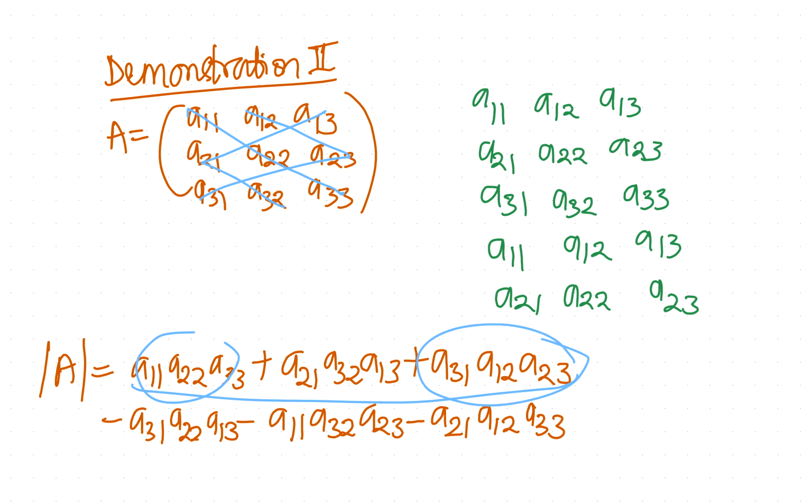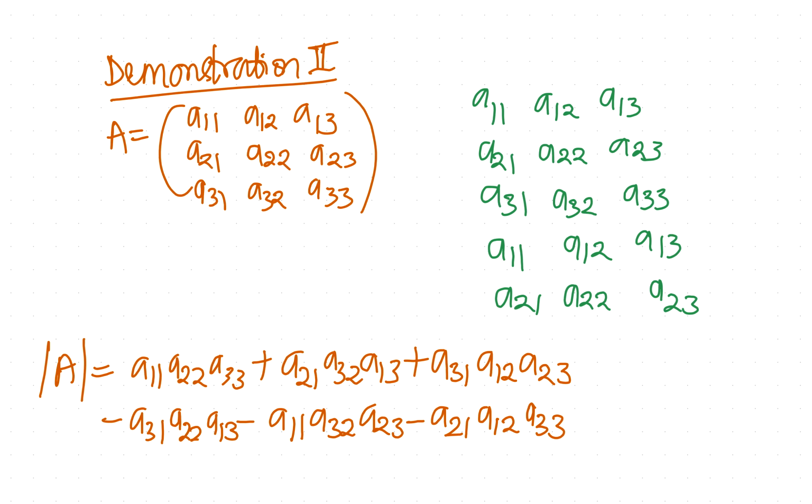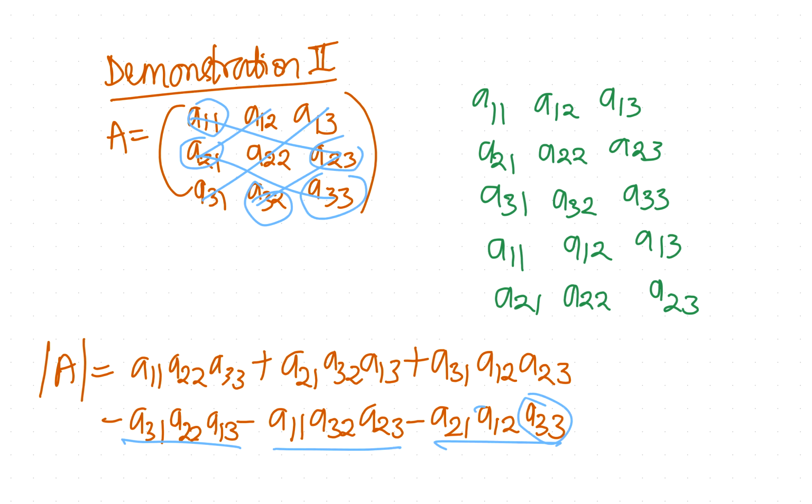And for the negatives, what did we do? We did A31, A22, A13, and this is what you have right here. And then we had A32, A23, A11. You see A11, A32, A23, you still have that. And this last one is A33, A21, A12. That's what you have here. But then because all of that can be confusing, we have an even better presentation.